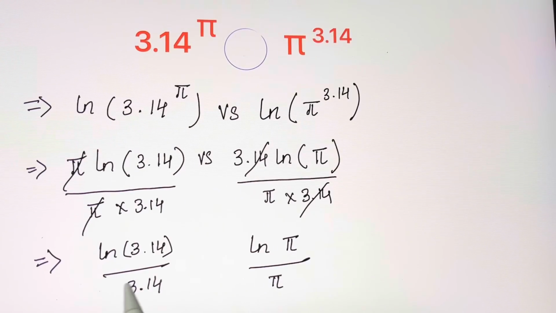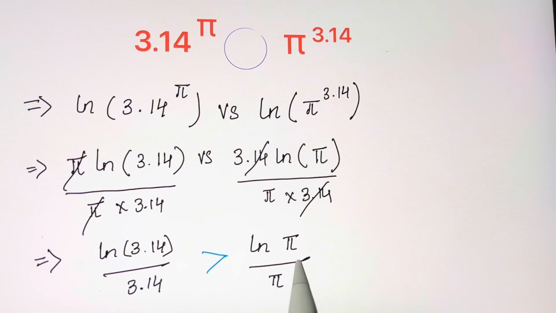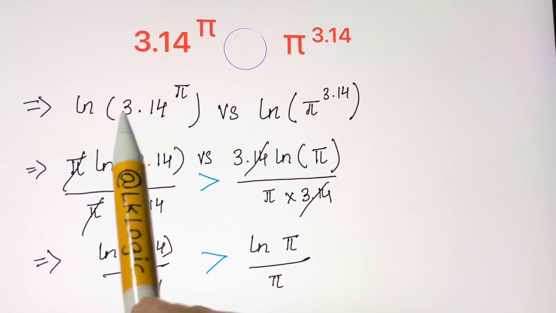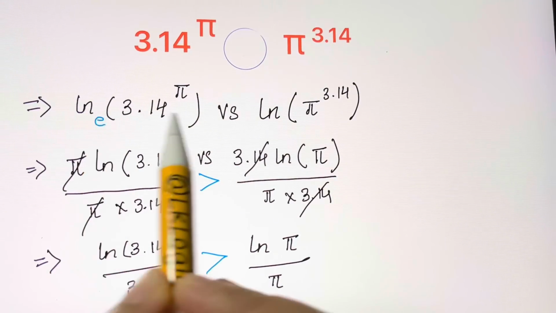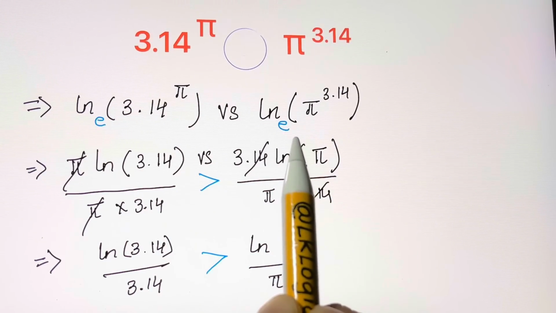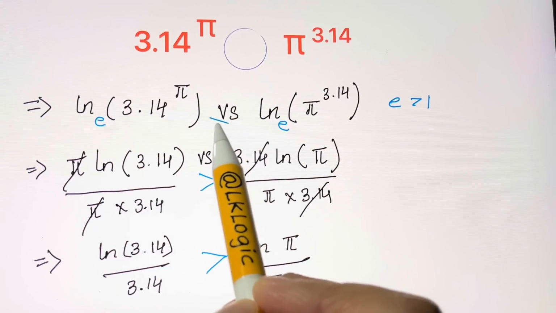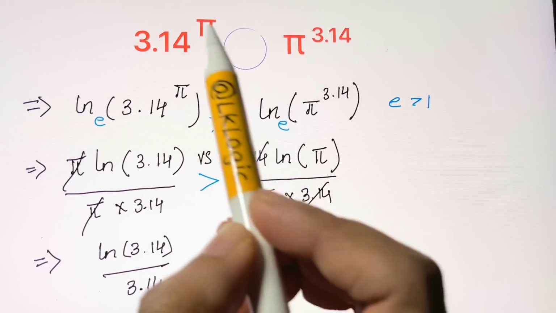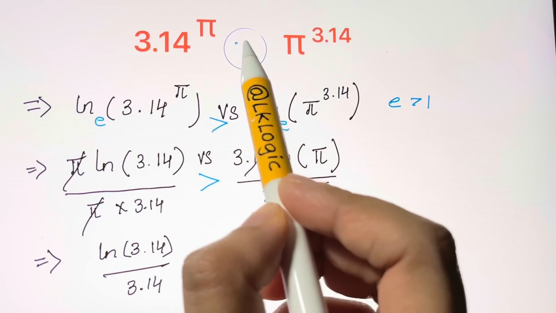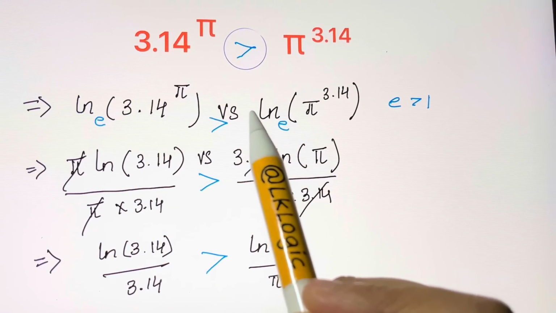So now the question is, is the left hand side greater or the right hand side? Of course, the left hand side is greater. Also, this is greater than this. Then here we have the base e on both sides, and e is greater than 1. So you can say this is greater than this. Therefore, you can say 3.14 to the power of pi is greater than pi to the power of 3.14.